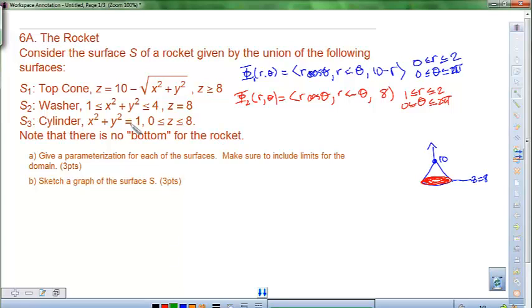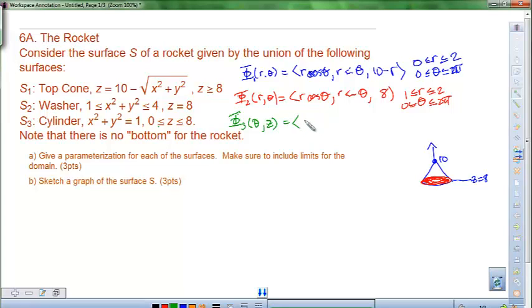Our third one is a cylinder. x squared plus y squared is equal to 1 from z equals 0 to 8. So our phi3. Now this time we have x squared plus y squared is equal to 1. So that's going to be a fixed radius of 1. So I'm not going to use polar coordinates anymore. But I do want to create a cylinder, and usually we include a theta that can have us take things all the way around, and then z is going to range from 0 to 8. So let's have z as our second parameter.